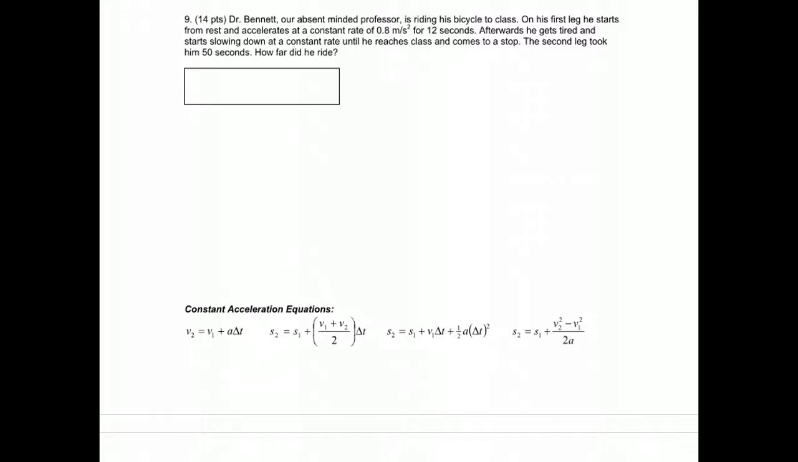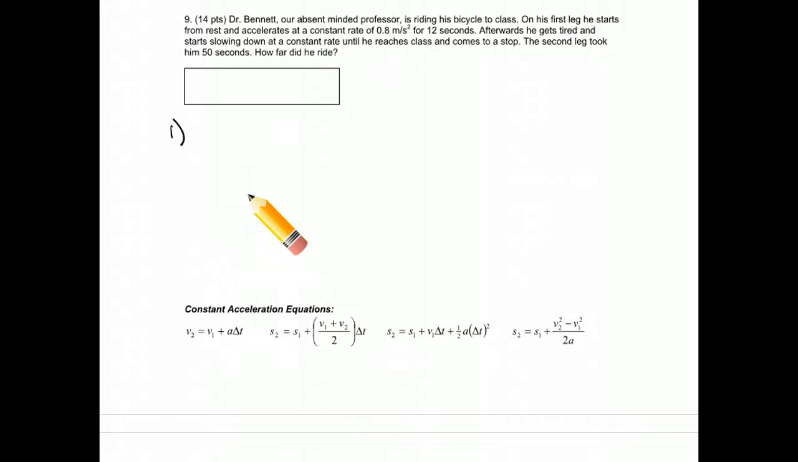So we've worked problems like this. It's basically two constant acceleration problems in one dimension. So we'll work the two legs and calculate a distance for each and figure out how far he rode.